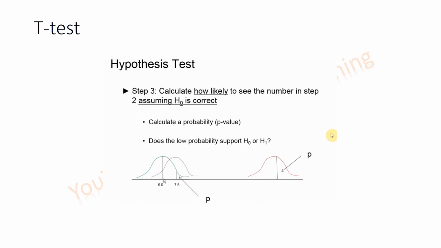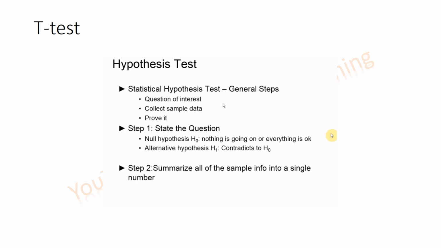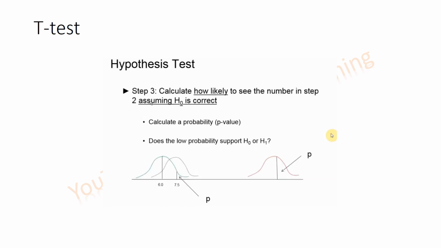Step 3. We're going to calculate how likely to see the number in step 2, assuming H0 is correct. All right, I'll highlight this: assuming H0 is correct. So you know what H0 is. H0 means everything's okay. We follow the 6-hour curve. Our average is 6. So how to interpret this? Suppose we pick up 7 samples. Average is 7.5. All right. So suppose we have 7 samples, average 7.5.